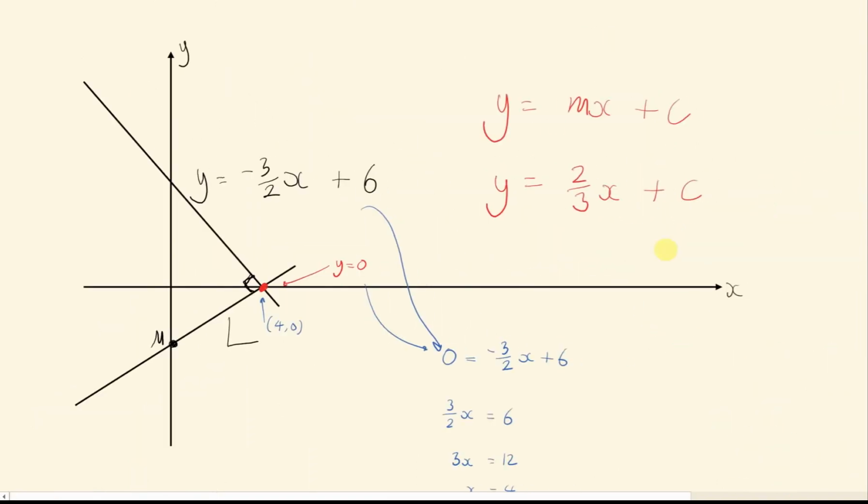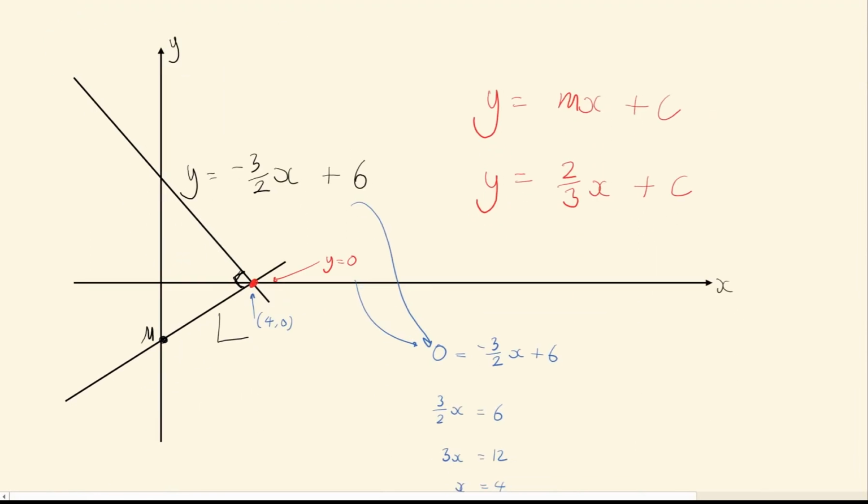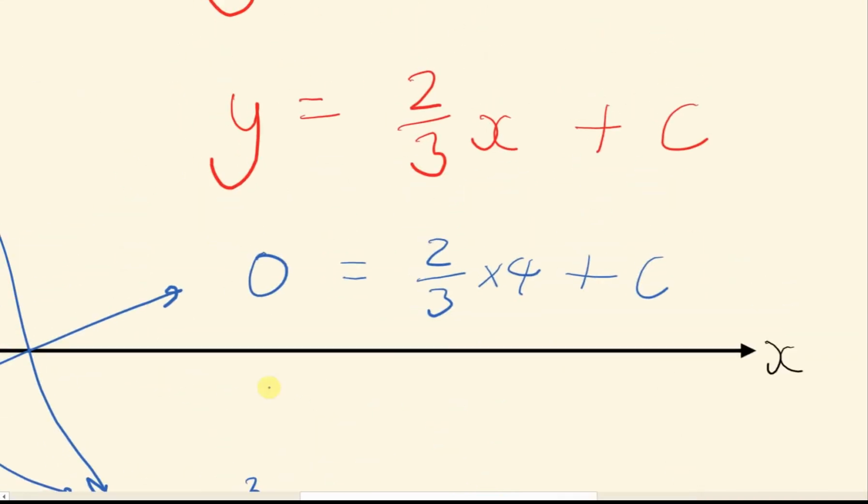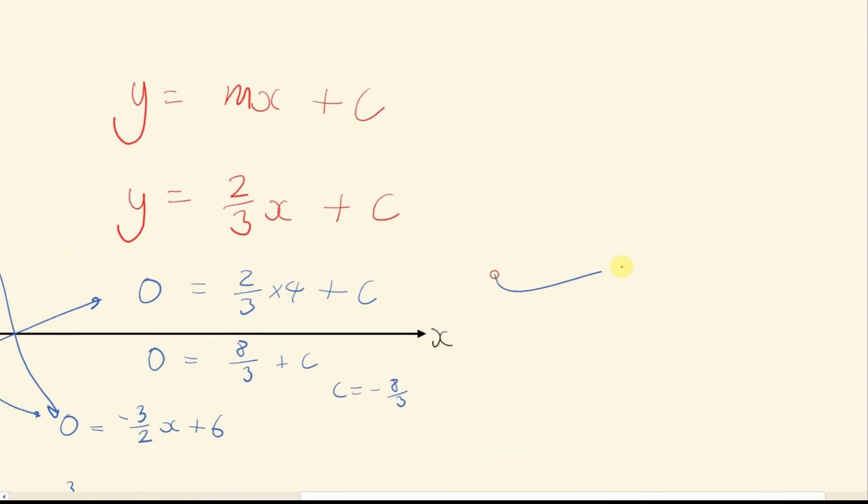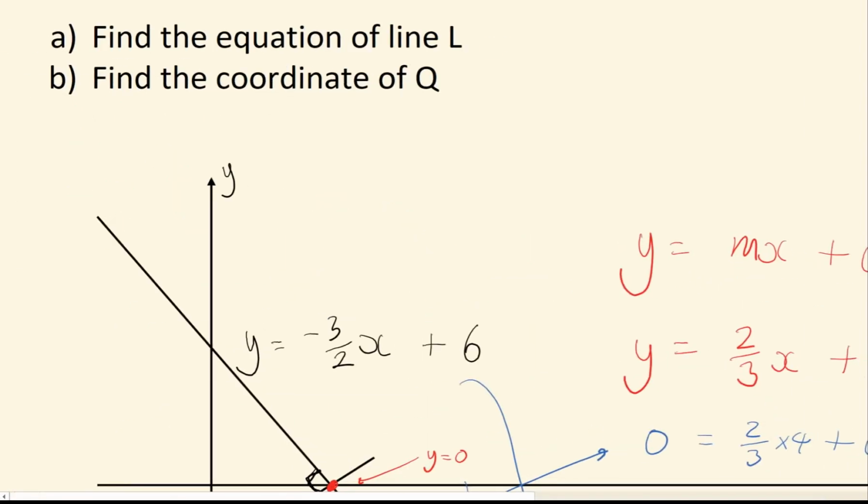Now we can find the equation of my line L. So plug in 4, 0 into here. We now have 0 is 2/3 times 4 plus c. 2/3 times 4, you just do the 4 times 2, so that's going to be 8/3. Therefore, we can see that c is going to be minus 8/3. Then combining those together, that will give us the equation for line L. y equals 2/3 x minus 8/3. So that's part A done.